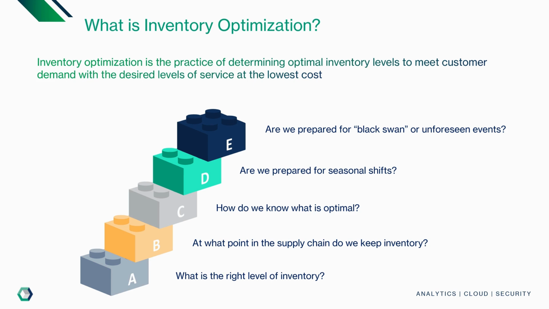Some of the key questions inventory optimization helps organizations answer are: Are we prepared with sufficient inventory buffering for unexpected black swan events? How do we determine what the optimal inventory levels are for each SKU across our network? At what specific points or nodes in our supply chain network should we hold inventory? What are the right individual inventory levels that balance target service levels and costs at each stocking location?